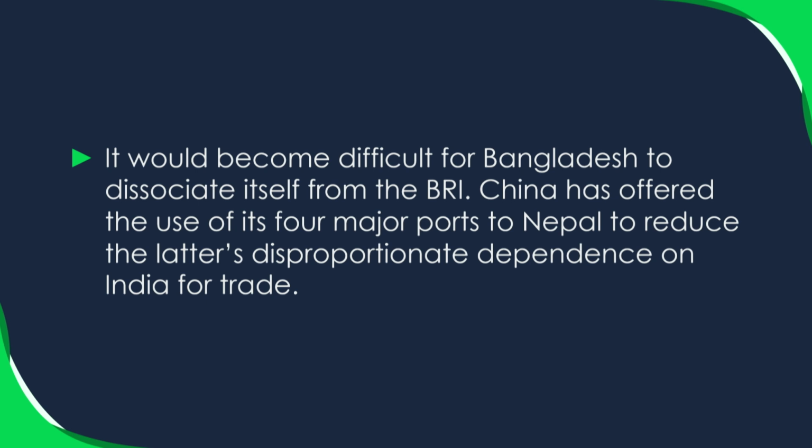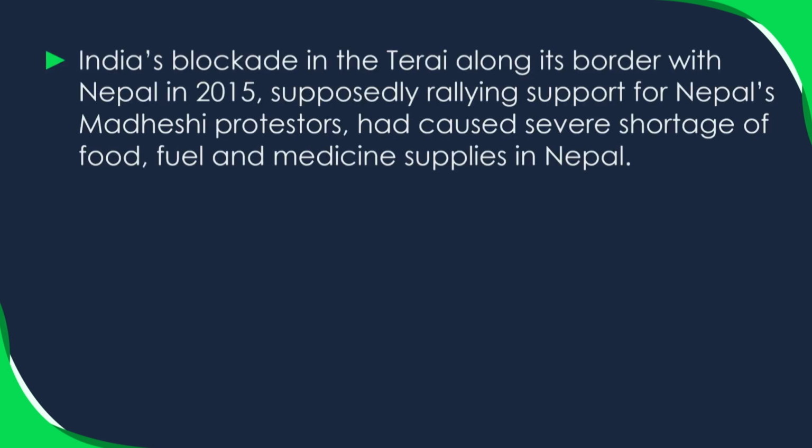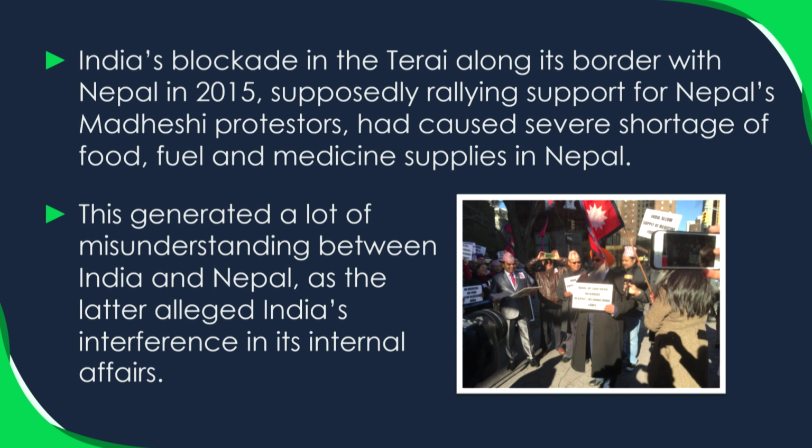It would become difficult for Bangladesh to dissociate itself from the BRI. China has offered the use of its 4 major ports to Nepal to reduce the latter's disproportionate dependence on India for trade. According to estimates, about 60% of Nepal's exports and imports are handled by Haldia and Visakhapatnam ports. India's blockade in the Tarai along its border with Nepal in 2015, supposedly rallying support for Nepal's Madheshi protesters, had caused severe shortage of food, fuel and medicine supplies in Nepal. This generated a lot of misunderstanding between India and Nepal, as the latter alleged India's interference in its internal affairs.